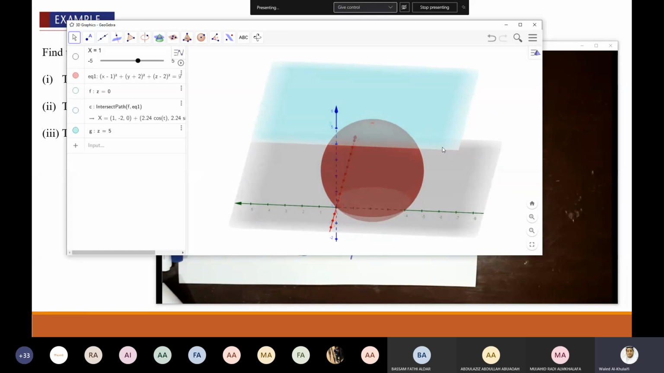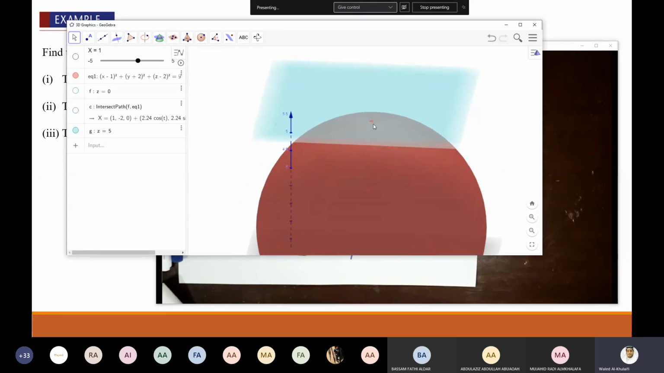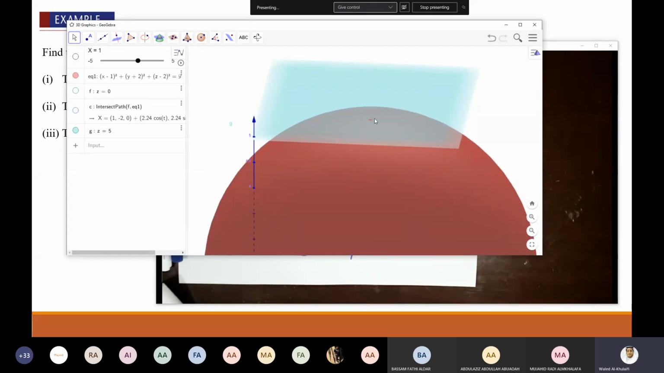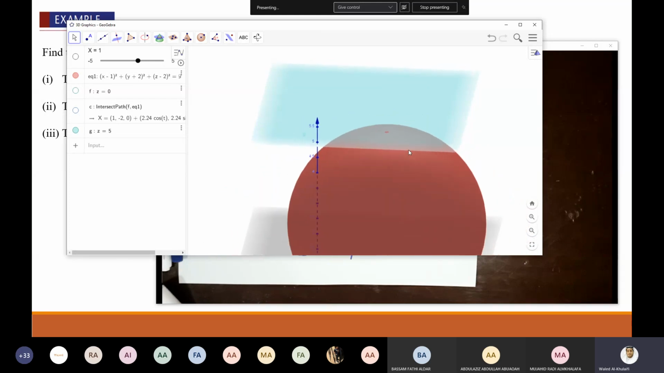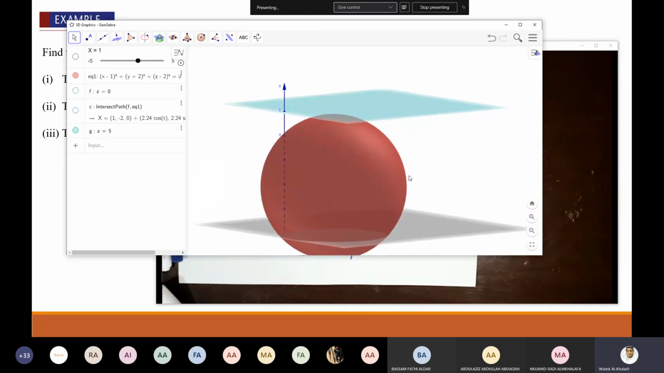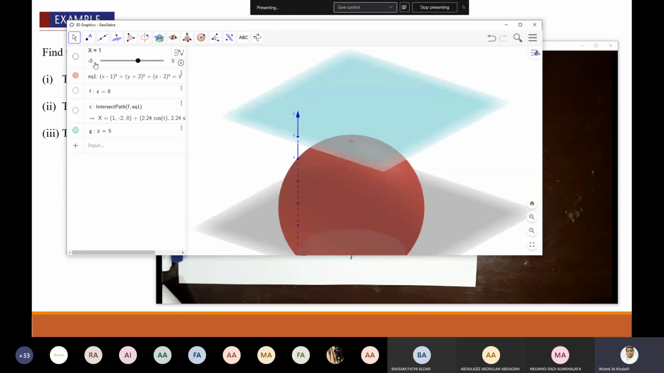Do you see the point? Do you see it? This is the point here. This is the intersection between the sphere and the point. Only this point. I think if I find it this way, this and this. Yeah, so I got the point now.